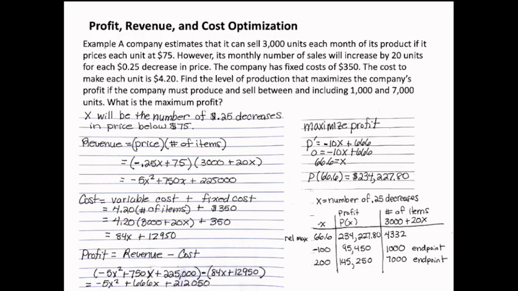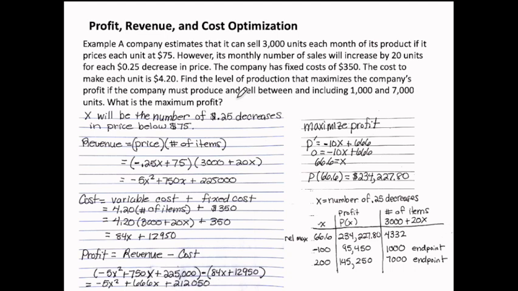So now we're going to look at profit, revenue, and cost optimization. And we've done examples like this previously, but this one is going to be a lot more work and more detailed, because in the previous examples we've worked on, the equations that we needed were given to us. So in this example here, we want to maximize profit, but we have to come up with our revenue and cost functions in order to find the profit function and then take the derivative. So it's a lot more work, and I'm going to take you through it step by step.